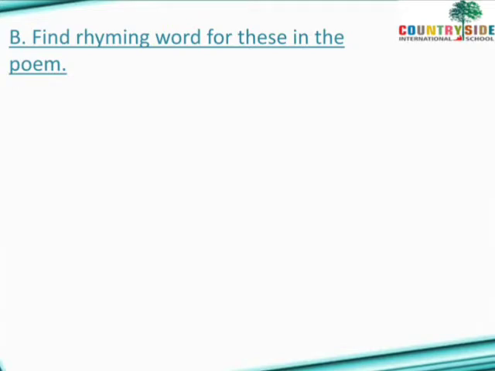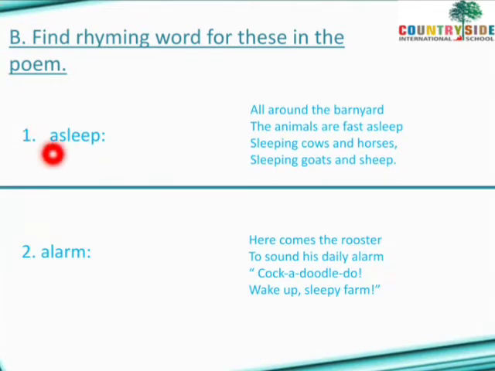Now, moving to the second part of this worksheet, that is question number B. Find the rhyming word for this in the poem. So you can see here, asleep, alarm. So we have to find out the rhyming word of asleep and alarm from this two-stanza poem. So now let us read this poem again. All around the barnyard, the animals are fast asleep, sleeping cows and horses, sleeping goats and sheep. So can you find the rhyming word of asleep from this stanza? Yes, asleep, sheep. So the answer is sheep.